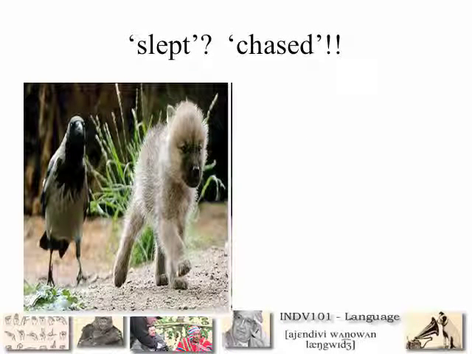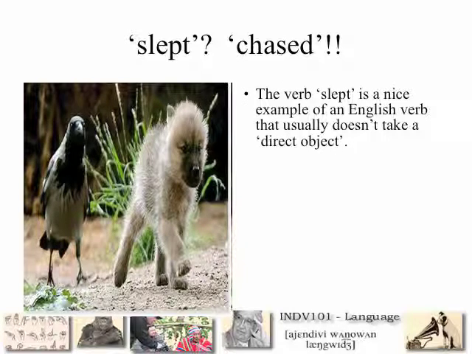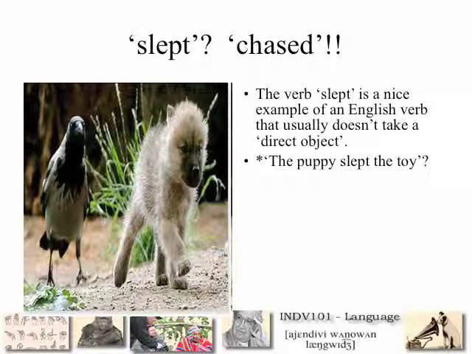So up to now, all the sentences we've looked at have contained the same verb, slept. And slept is a nice example of an English verb that does not take what we call a direct object. A direct object is a noun phrase which immediately follows the verb. So we can't say something like, the puppy slept the toy. That makes no sense at all and is an ungrammatical sentence.